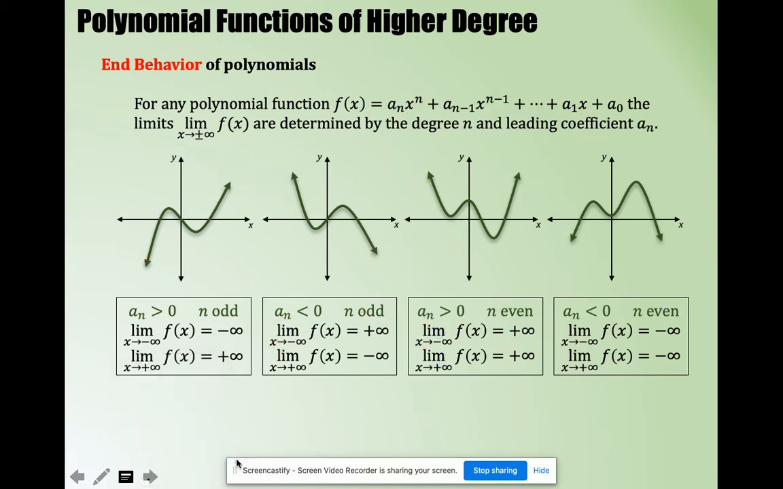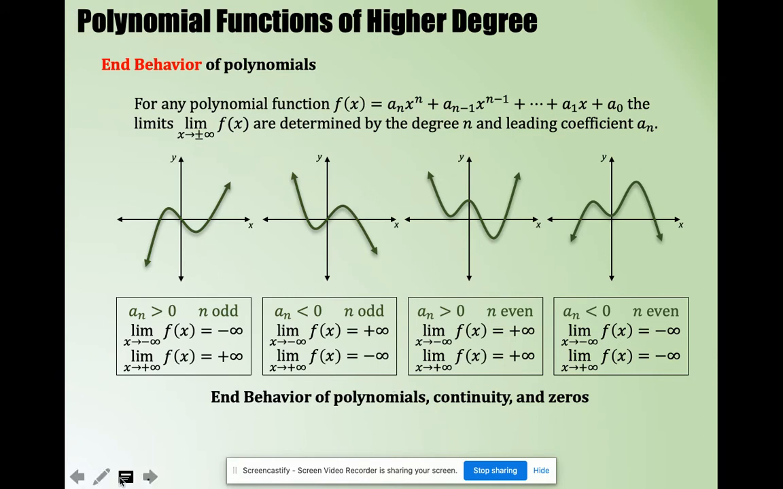But in your head, you think far left go down, far right go up, because leading coefficient was positive, degree was odd. But you write it all this fancy way. So, end behavior of polynomials, continuity, and zeros.